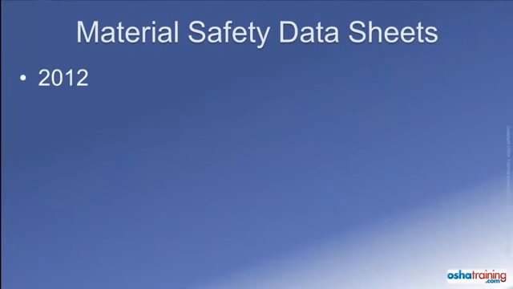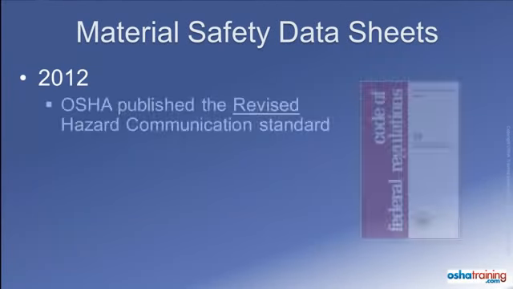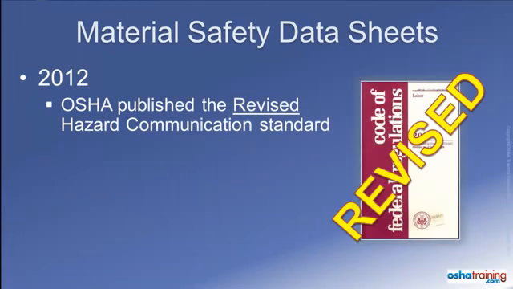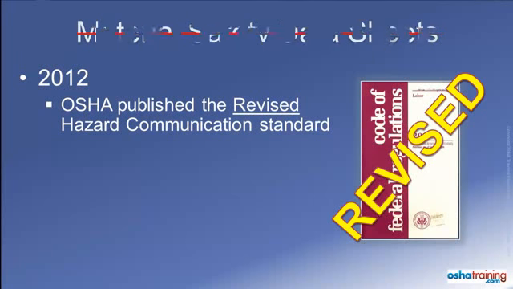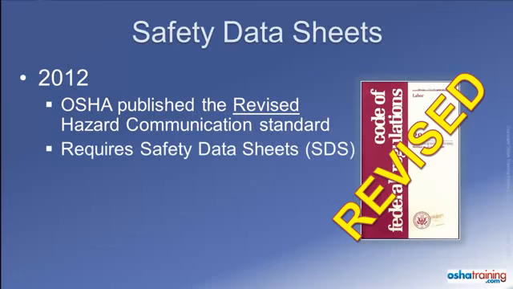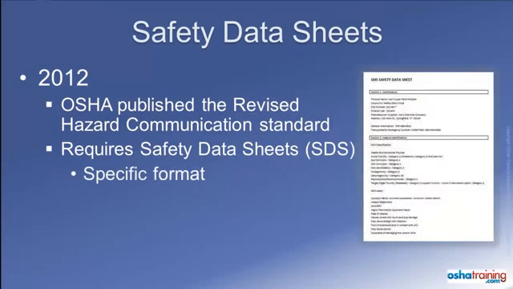So, in 2012, OSHA revised their hazard communication standard and did away with the requirements for material safety data sheets. Now, manufacturers and distributors of hazardous chemicals and products will have to start providing a new informational document called a safety data sheet, or SDS. While the information contained on new safety data sheets is very similar to that appearing on the old MSDSs, the information will now have to follow a specific format and order.